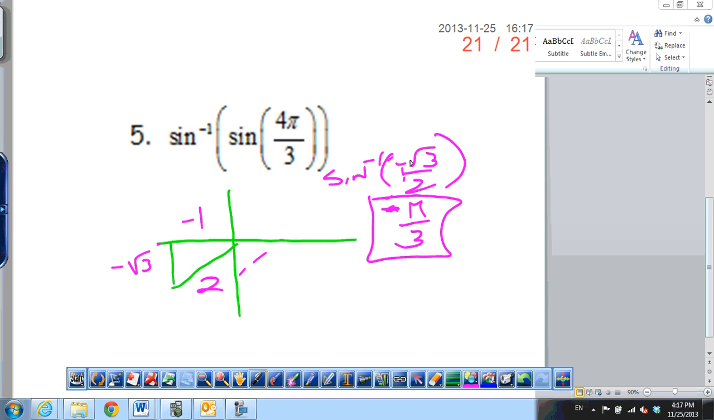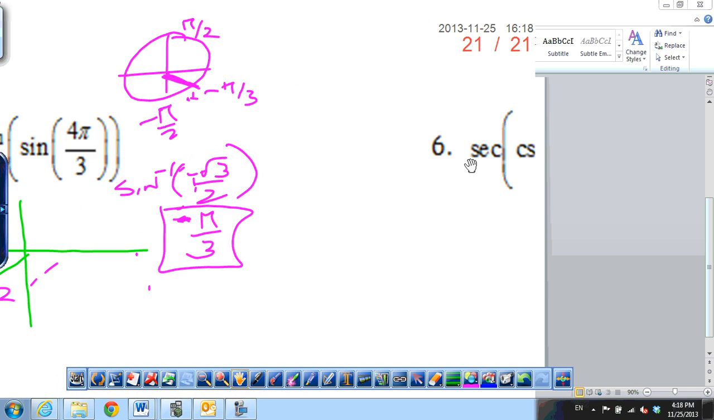And that's just a matter of finding on our unit circle and just kind of figuring out where sine is negative square root of 3 over 2. And yes, on our unit circle, it's down here at 5 pi over 3. But remember, the inverse of sine is only defined from negative pi over 2 to positive pi over 2. So it's got to be down here, okay, at negative pi over 3.